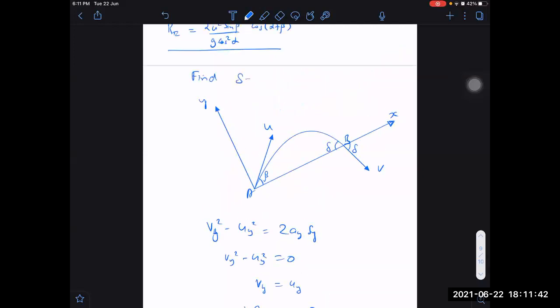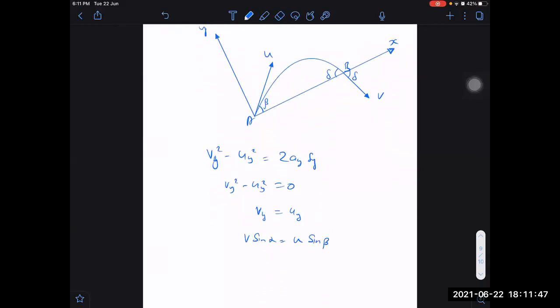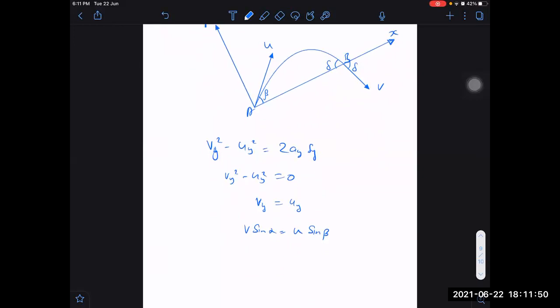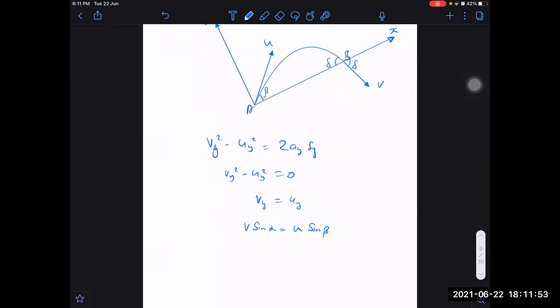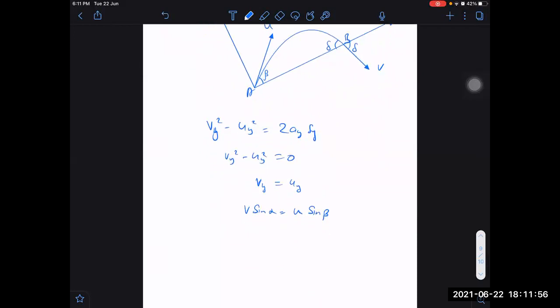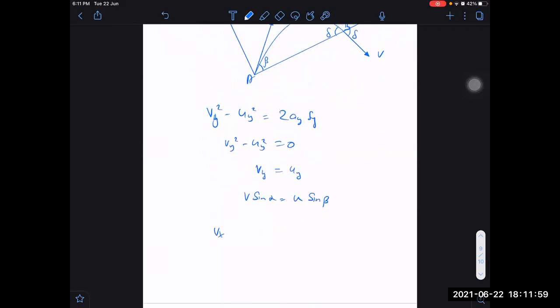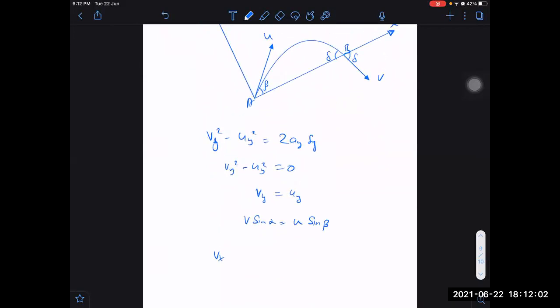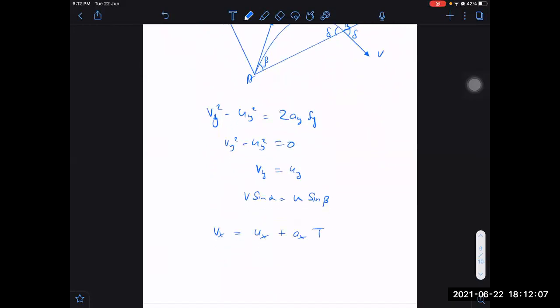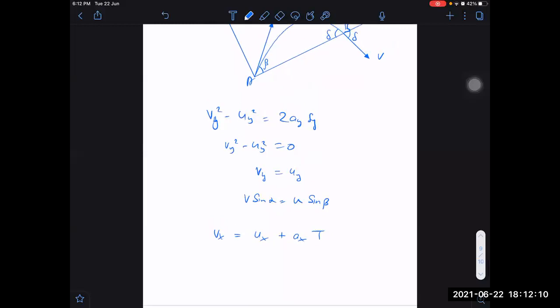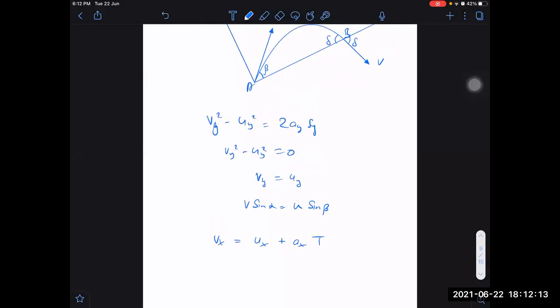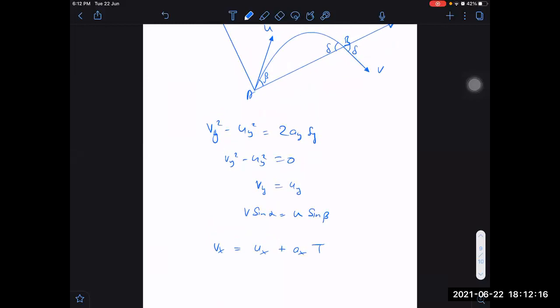Along the x-axis, we have another equation. Vx is equal to ux minus g sin alpha into time of flight. We can use this equation along y also. Will it give us something if I use it along y? I don't know whether it will give us something or not.